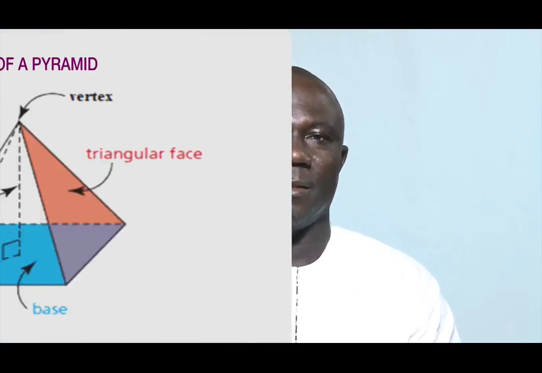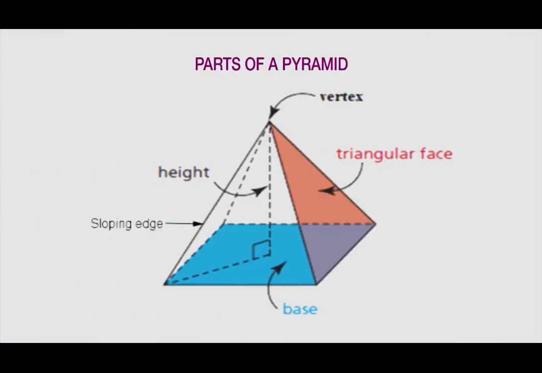A pyramid is a three-dimensional object that has triangular faces and a base that is a polygon. So the base can be any of the types of polygons that you have learnt already. The triangular faces meet at a point called the vertex. You remember the vertex of a cone. Pyramids also have vertices. The height of the pyramid is the perpendicular distance from the vertex to the center of the base. This diagram shows a pyramid with its various parts.